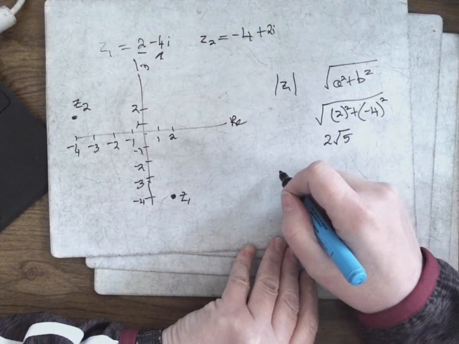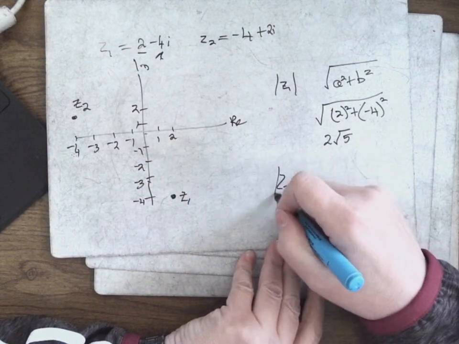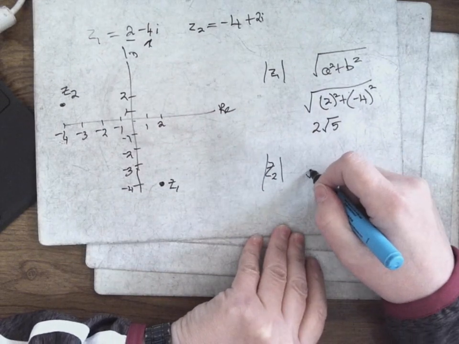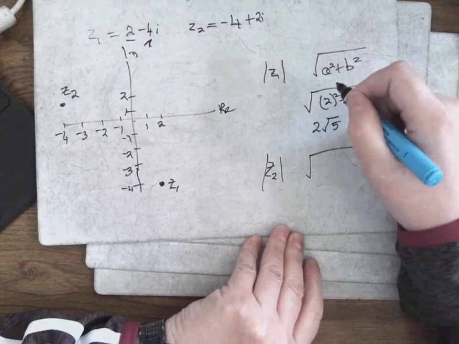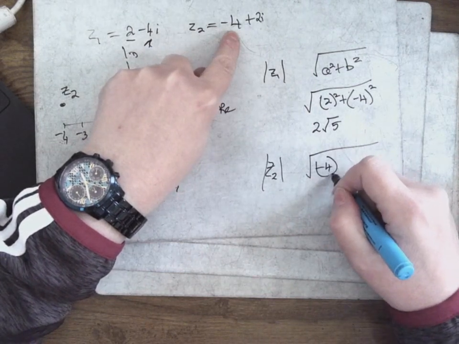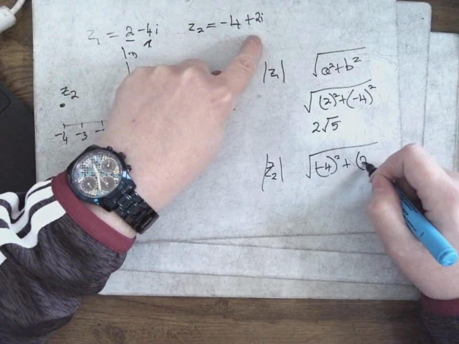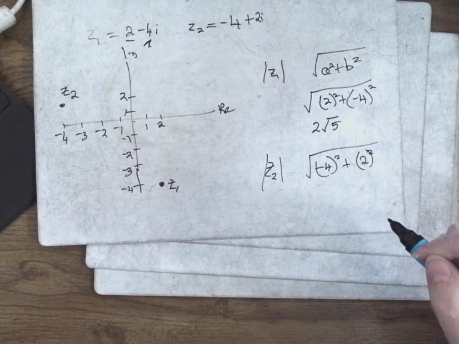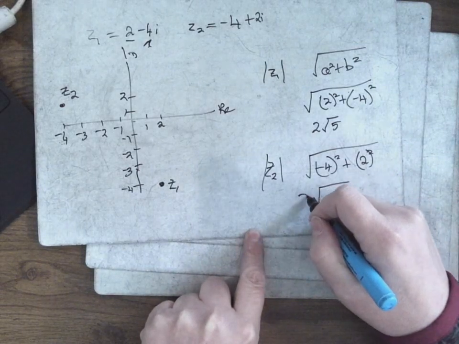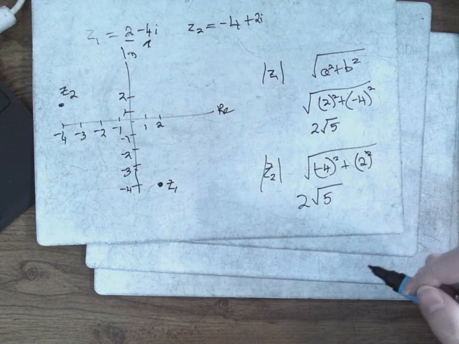Right, okay. And then they also asked me for Z2 with 2 straight lines either side. So that would be the square root of a squared plus b squared again. This time a is minus 4, so it's minus 4 to be squared plus b is 2. Remember, don't take the i, it's just the number in front of the i. So that would be 2 root 5 again if you put it into a calculator. Okay? Is that right?